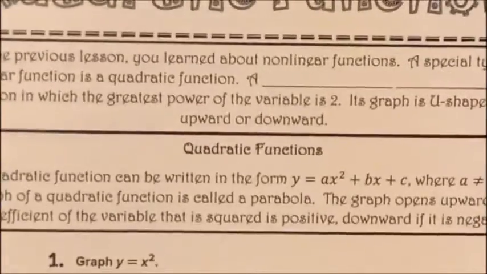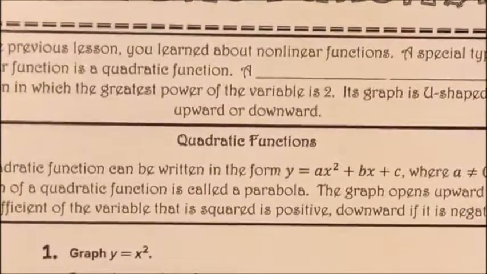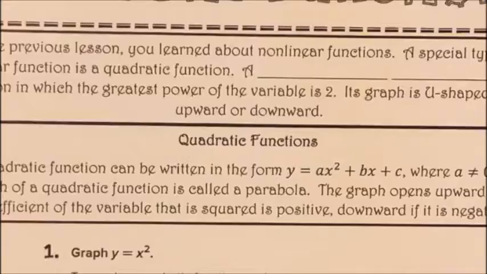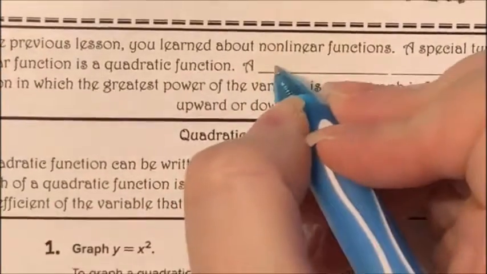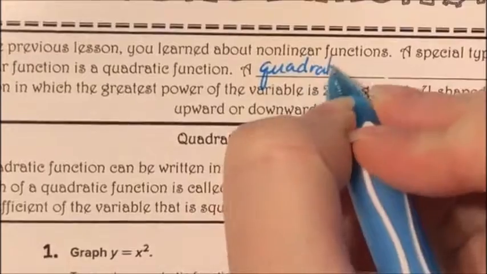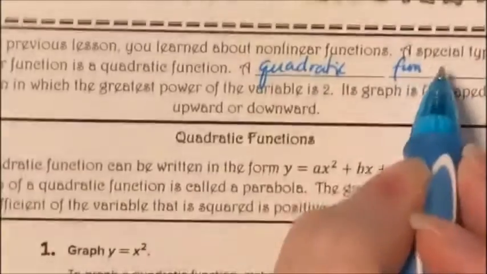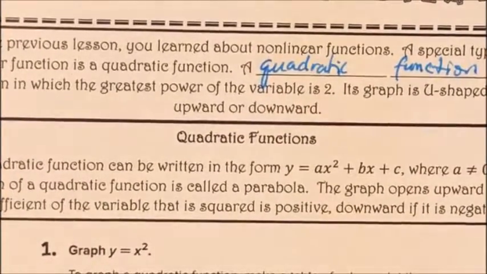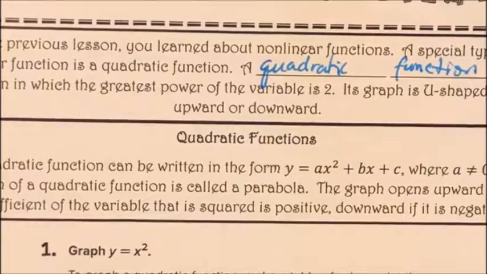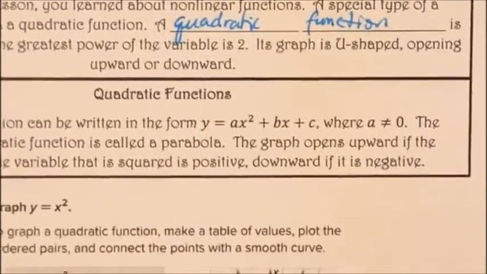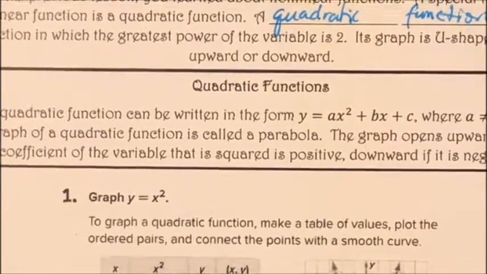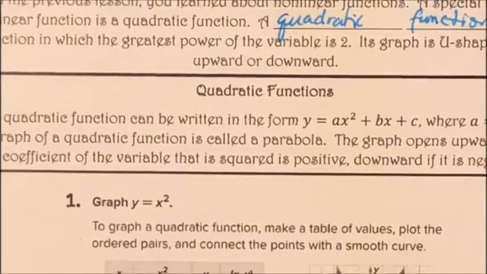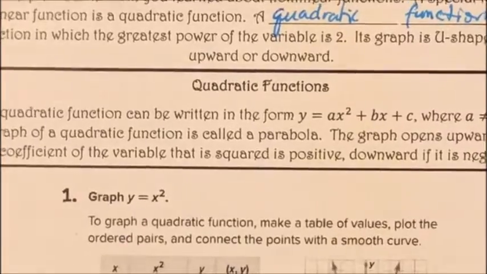A blank blank is a function in which the greatest power of the variable is 2. So in those two blanks, you're going to write quadratic function. So a quadratic function is a function in which the greatest power of the variable is 2. Its graph is U-shaped, opening upward or downward. So if it's a positive quadratic function, it opens upward in a positive U shape. And if it is a negative quadratic function, so the slope is negative, it goes down.